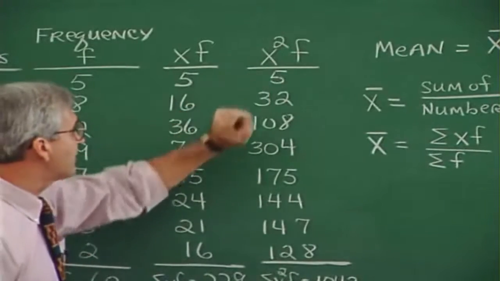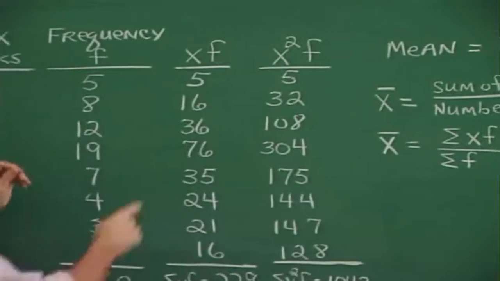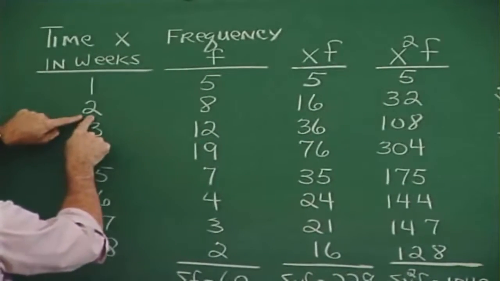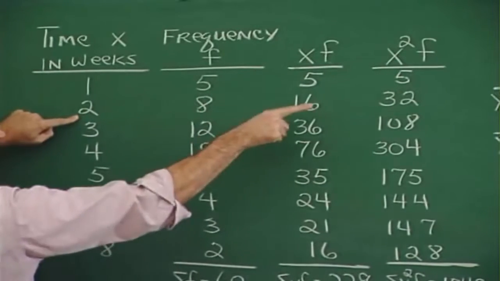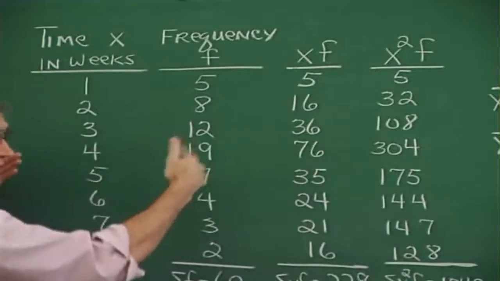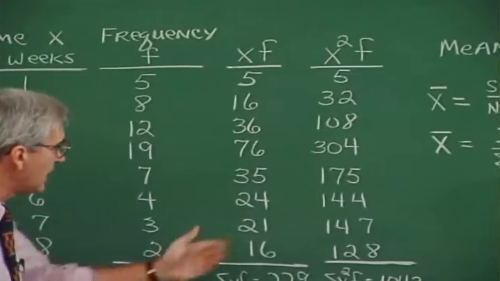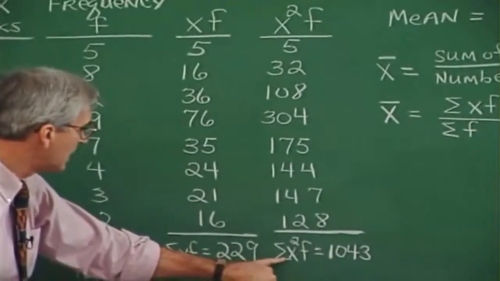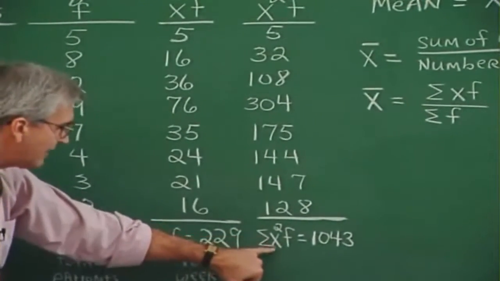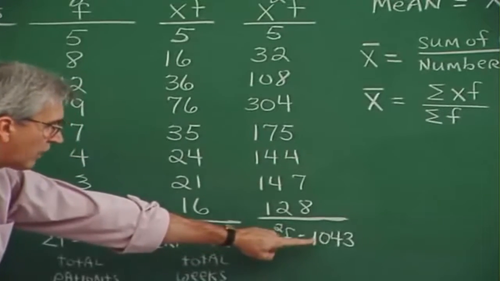So x squared f. Now, these are calculated by, let's come back over here. It's like 2 squared, that's 4, times 8, 32. 3 squared, 9, times 12, 108. That's how these are calculated. X squared f, as it implies. And the sum in that column is the sum of x squared f values, which in this case is 1043.